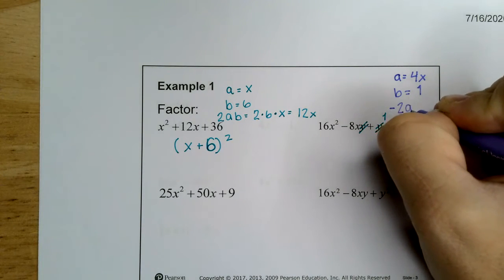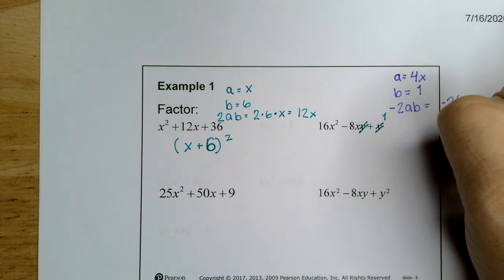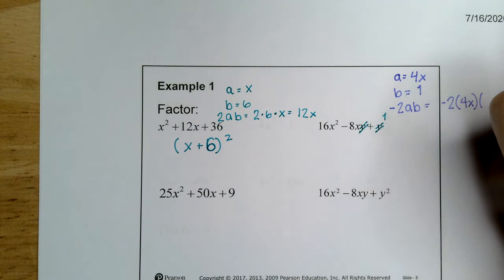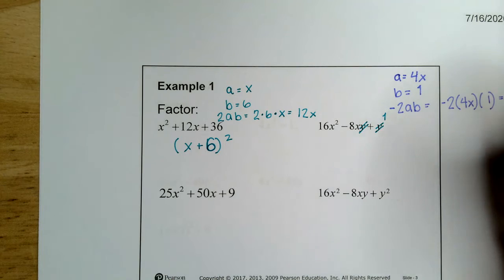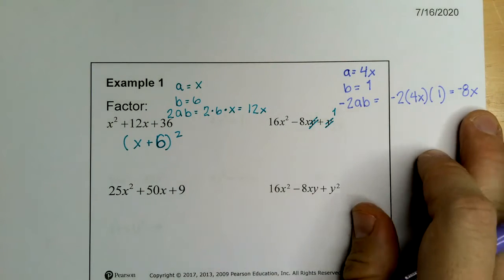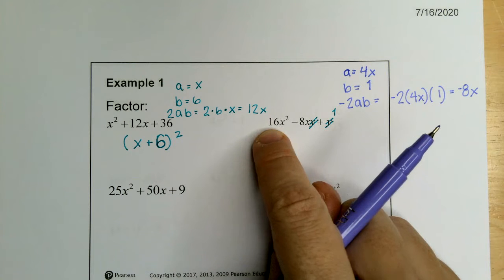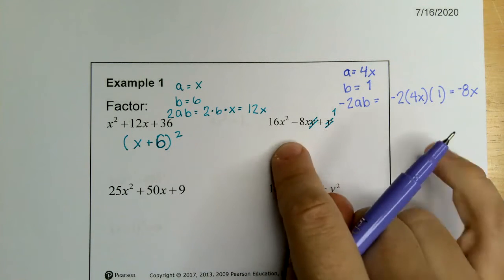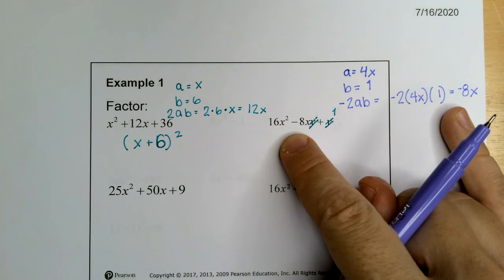Negative 2AB would give me negative 2 times 4x times 1, which does give me negative 8x. That's nice. Okay, so we know that those work. That gives me a perfect square of 4x. This is the perfect square of 1. And then if I multiply 1 times 4x times negative 2, I get negative 8x.